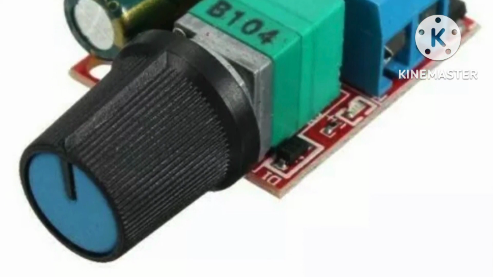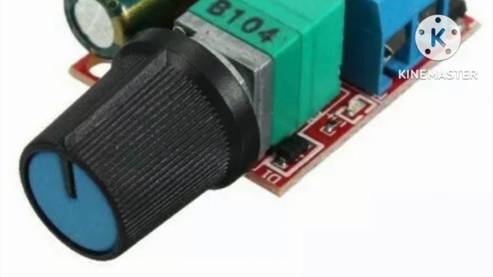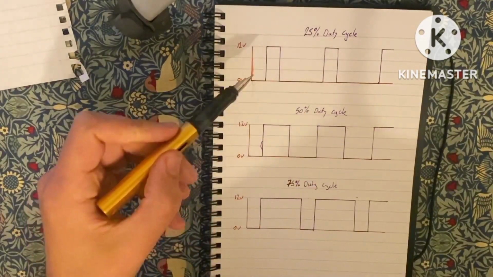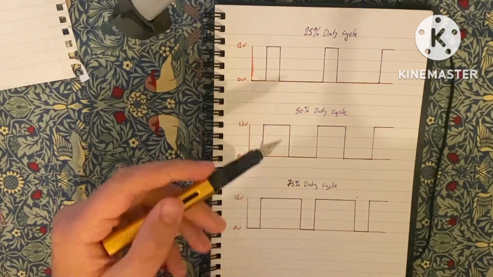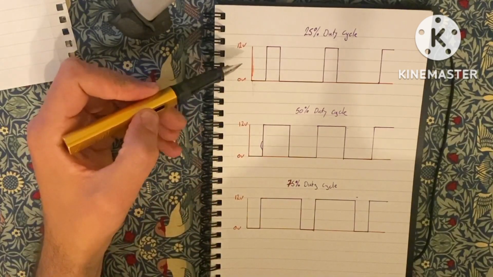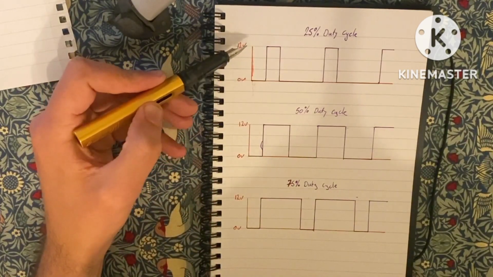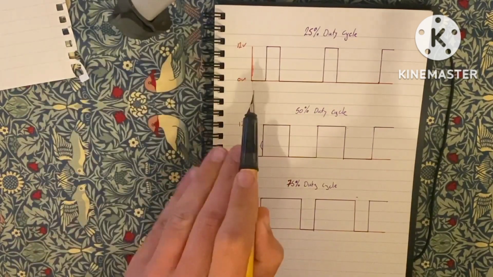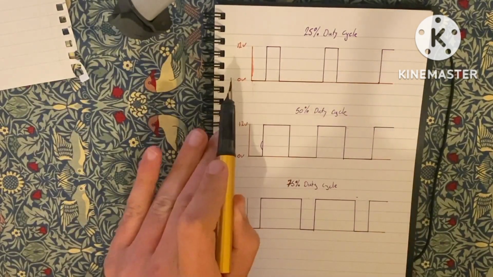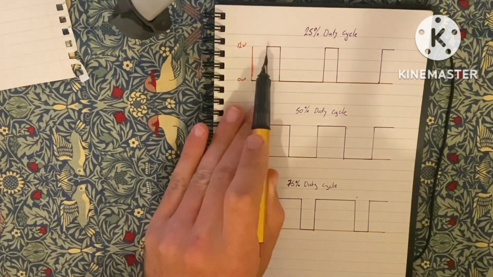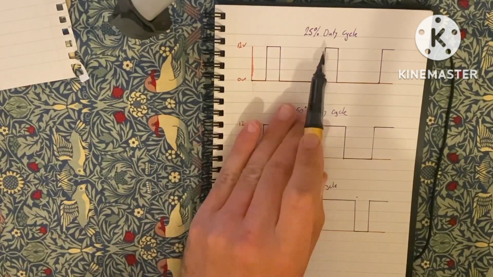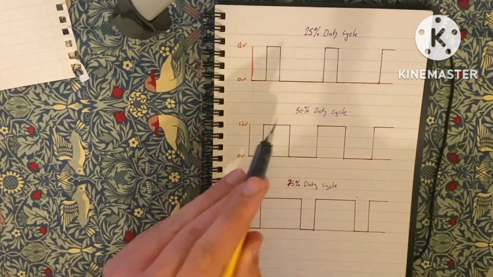So to explain that, I've drawn out a few graphs. I've drawn out three graphs here, and what these show, on the y-axis we have voltage, so the output of this PWM board, and on the x-axis we have time. And this shows what happens to the output of this PWM board with respect to time.